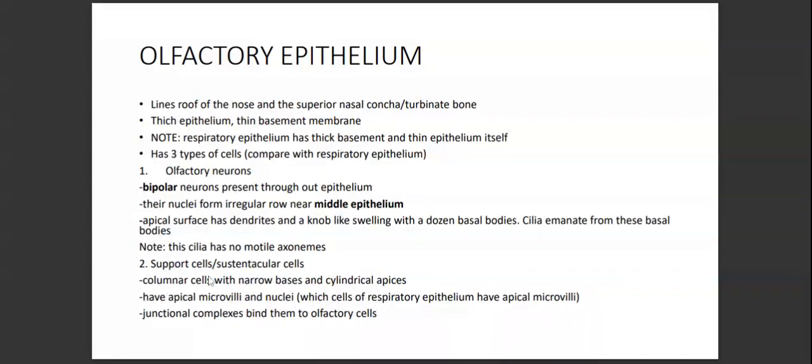Now compare these cells with those found in the respiratory epithelium. Which cells in the respiratory epithelium did we say have microvilli on their apical surfaces? If you paid attention, you realize that those are the brush cells. So the brush cells and the support cells in this epithelium have apical microvilli. One thing to note also is that these support cells are linked to the olfactory neurons via junctional complexes.